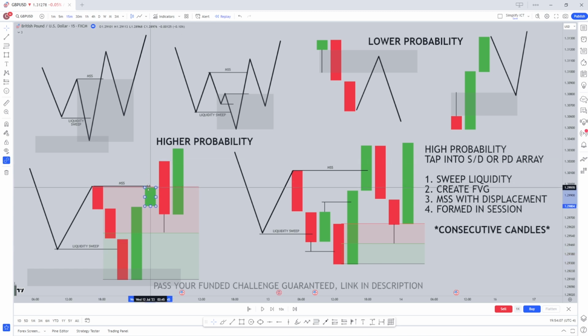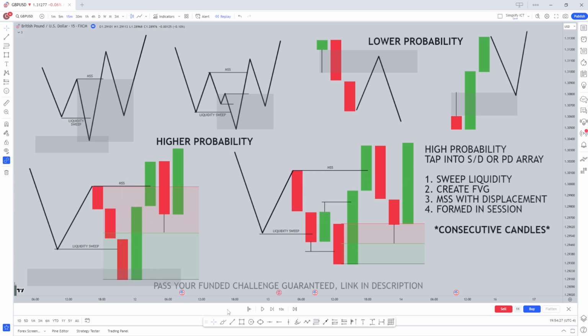You don't just want to see a market structure shift with a big wick to the upside over here and then call it a market structure shift. No, because price could reverse and go in the opposite direction. So you want to see it close above with displacement. Now, another thing is if an FVG has been created during this market structure shift, it's also even higher probability.